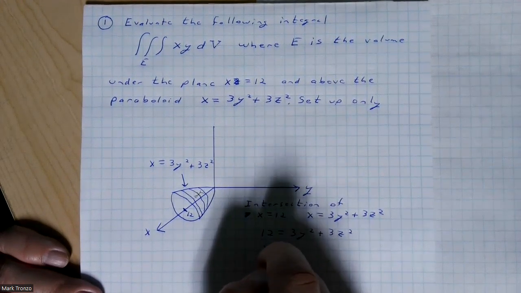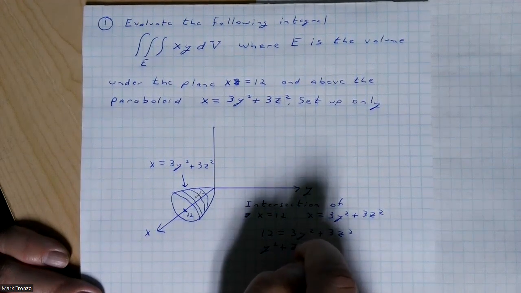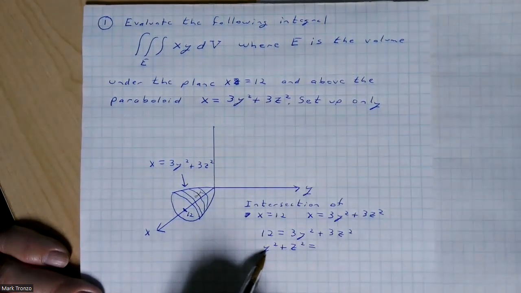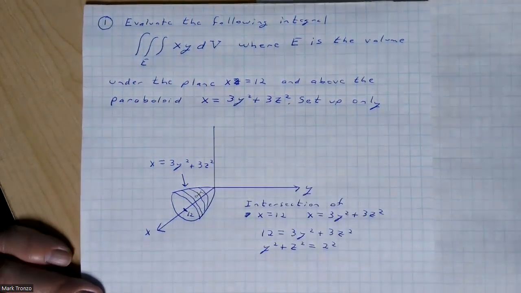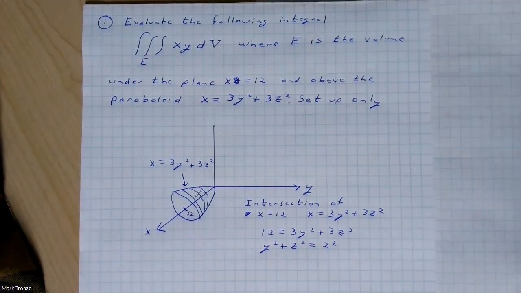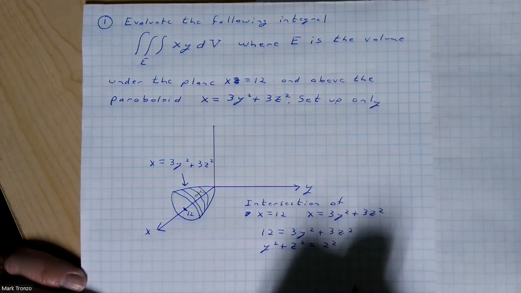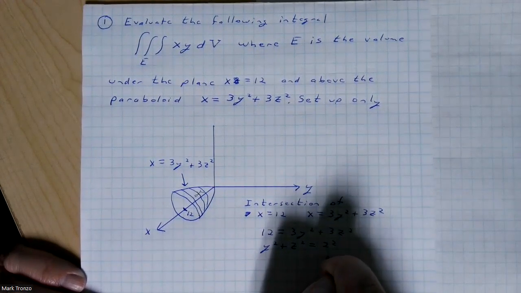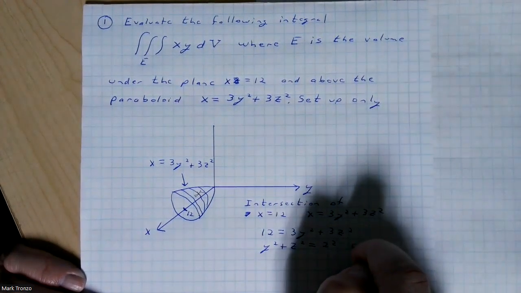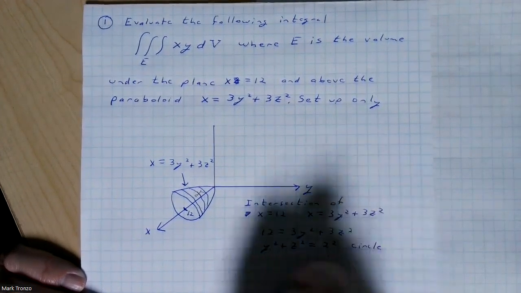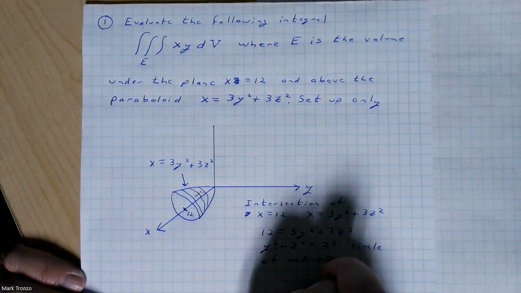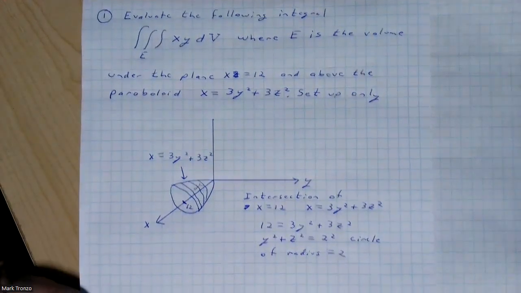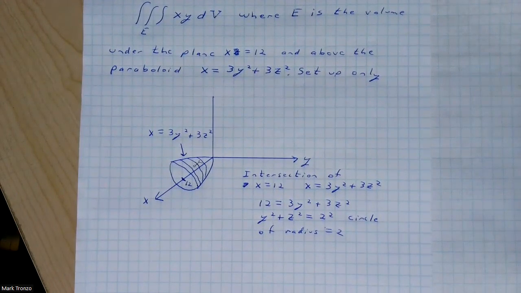So I'll write it the opposite way: y squared plus z squared equals 4. Let me write that as 2 squared. So that's going to give us the domain when we do the last two integrals. So once again, you can see that this is a circle of radius 2. And so let's set up our integral.